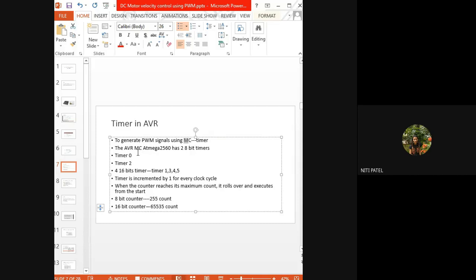The AVR microcontroller ATmega 2560 has 2 8-bit timers. कितने टाइमर है? 2 टाइमर है. कितने बिट्स के हैं? 8 बिट्स के हैं. The name of the first timer is timer 0. The name of the second timer is timer 2. So ये 2 timers use हो रहे हैं, which will coordinate with the microcontroller to generate that pulse width modulation.